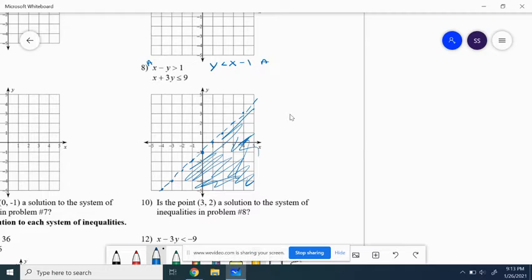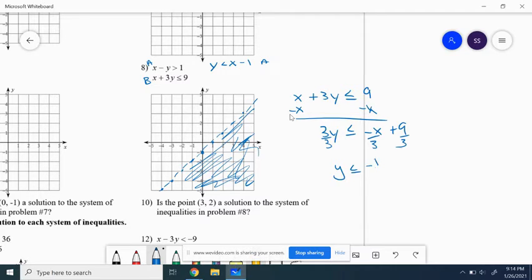All right, now I'm going to rewrite the second line out. We'll call this one B. We have x plus 3y is less than or equal to 9. Going to do pretty much the same thing we did for A. We want to subtract x. Rewrite this out. We're left with 3y is less than or equal to negative x plus 9. And divide by 3 on everything. We're left with y is less than or equal to negative 1/3 x plus 3. All right, so now let's graph this one out.